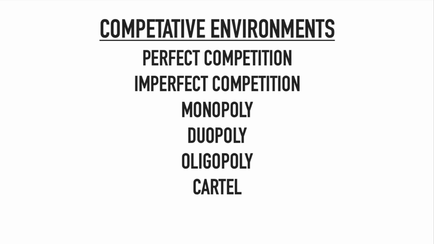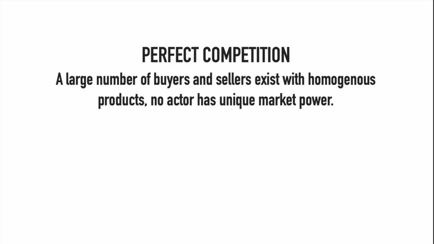So we talked about buyers and sellers, and we talked a bit about what's going on in the firm, so as a general overview. But what's the overall environment where the two meet? There are different competitive environments that buyers and sellers might find themselves in. Perfect competition is a market where there are a large number of buyers and a large number of sellers that exist with homogeneous products, so no one has anything that uniquely stands out, and no actor has unique market power. No one can uniquely set or demand prices, and all producers are on an even footing, all with an equal degree of competition with each other.